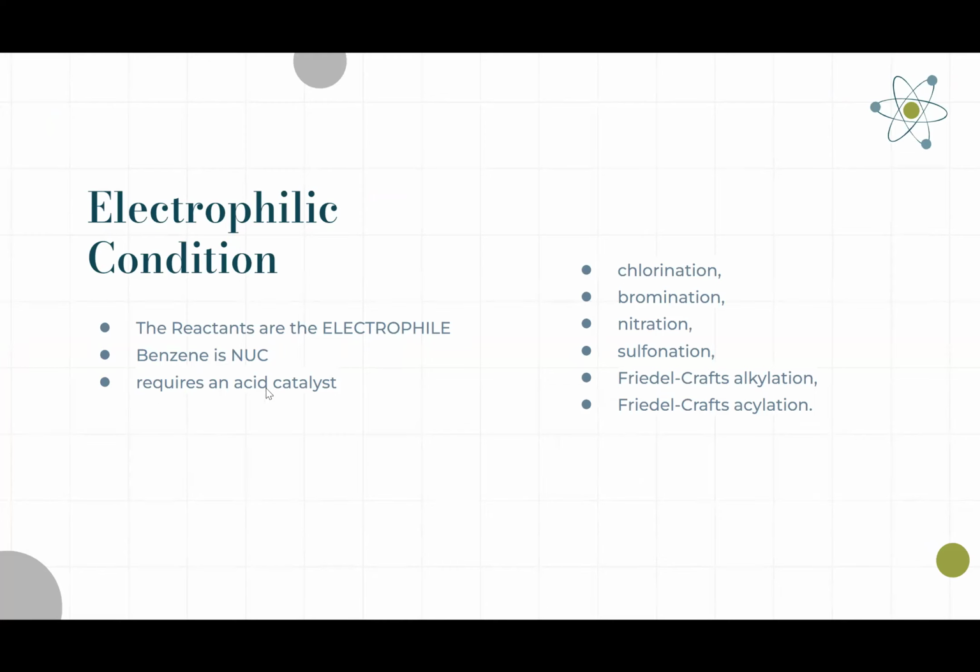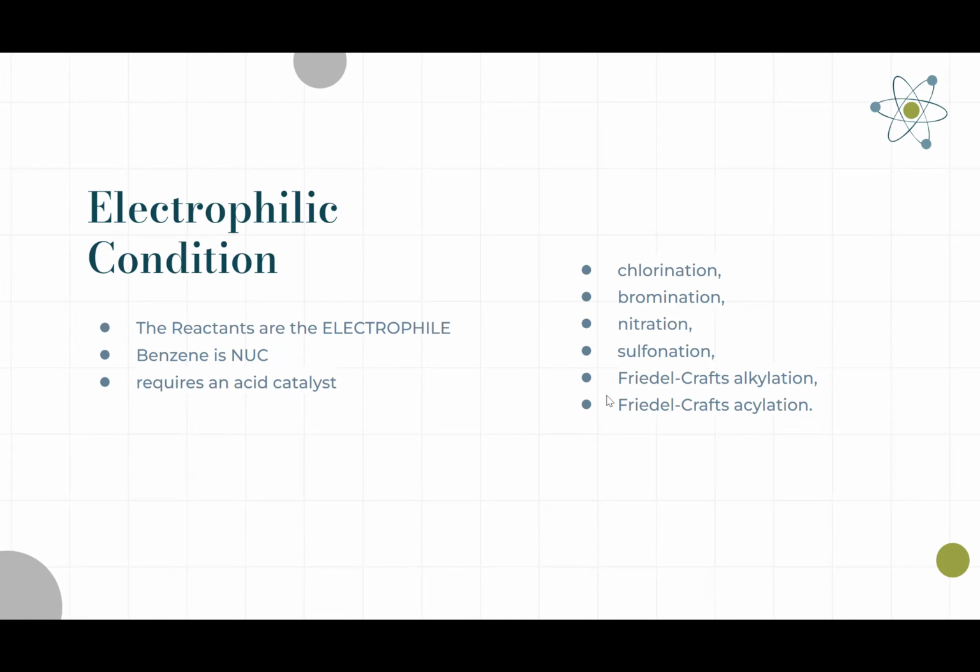And this usually requires an acid catalyst. Basically, you're going to make it a good electrophile because benzene, as we know, is not really a good nucleophile because it's not really negative and doesn't have too much electron density to attack, since its electrons are in the aromatic ring. So you want to make it attack by making the reactants good electrophiles. So you're going to add some sort of acid to it, like AlCl3, which is an example of an acid catalyst.